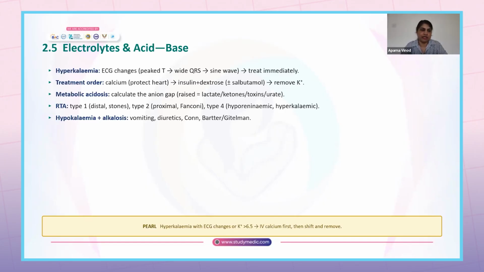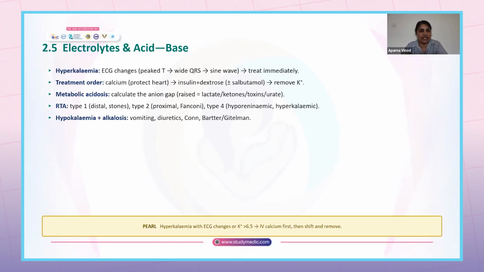Type 1 renal tubular acidosis is a failure to excrete hydrogen ions, which causes excess hydrogen ions in the blood leading to acidosis. This is type 1 RTA, and you can expect stones here in the question stem. Type 2 involves the proximal tubule, and the example is usually Fanconi syndrome.